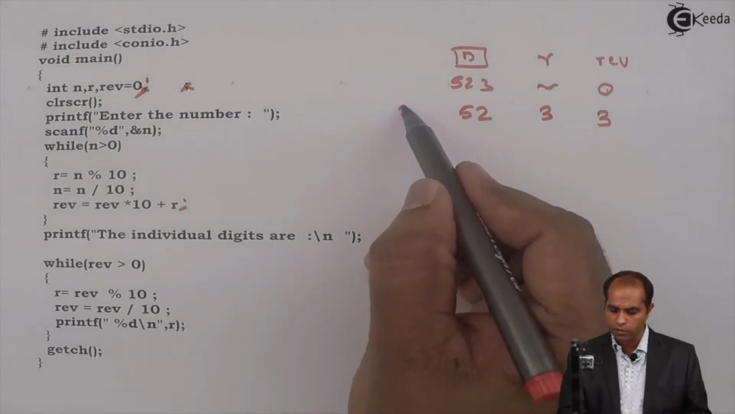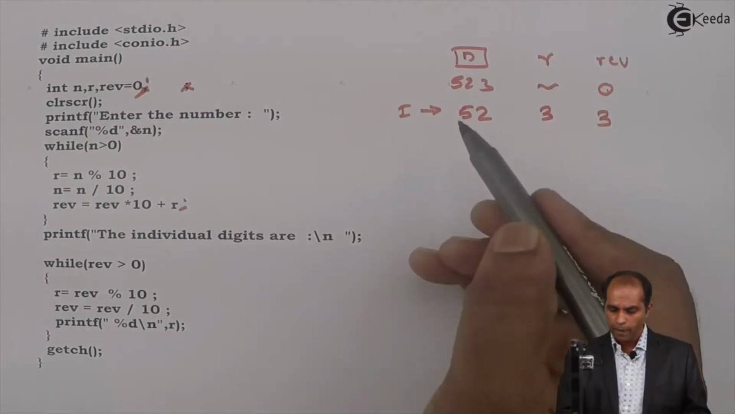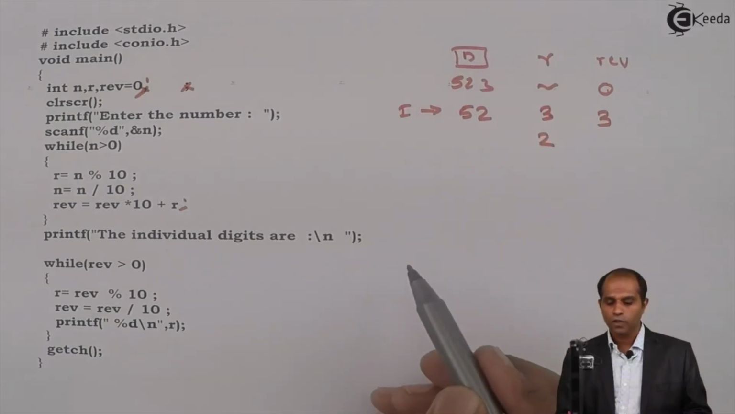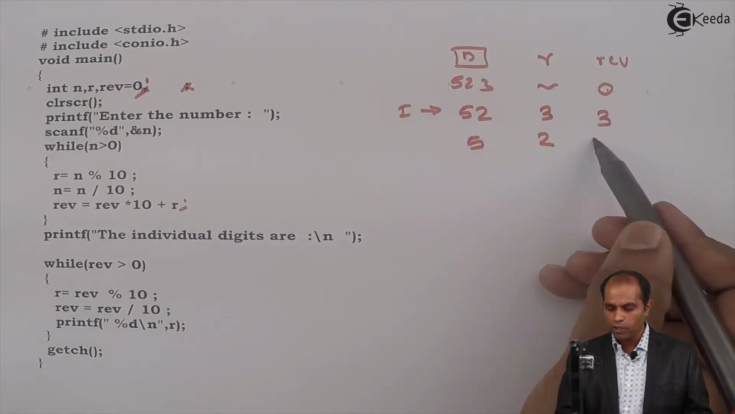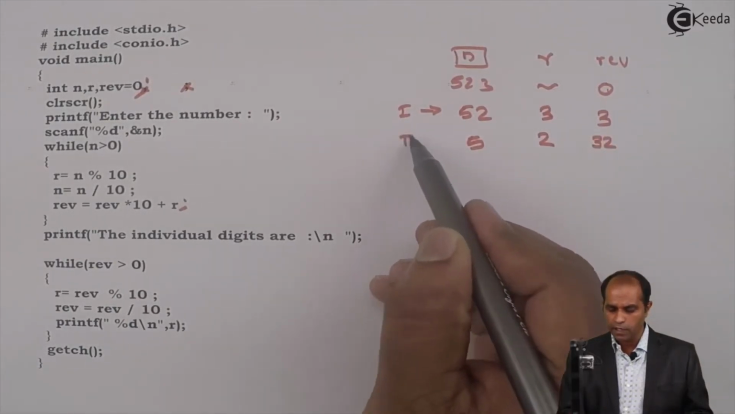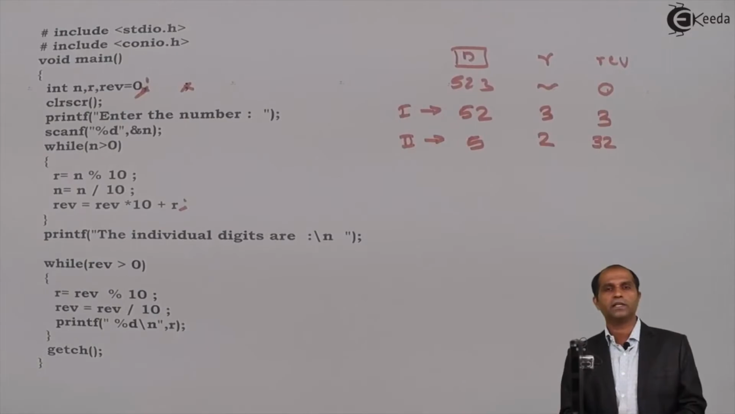After that, the second execution. That was the first execution of the upper while loop. 52 mod 10 is 2. 52 divided by 10 is 5. 3 into 10 plus 2 is 32. This is the information which we acquired at the second execution.